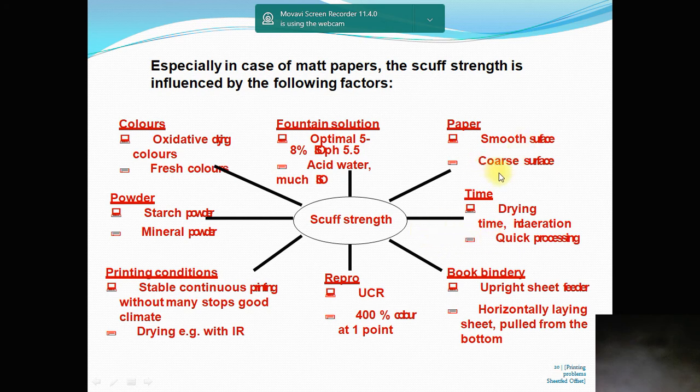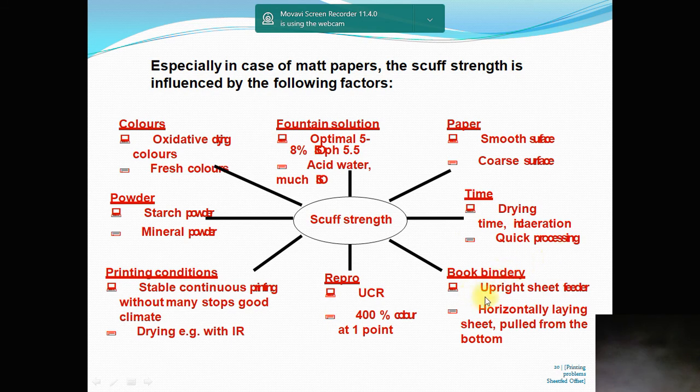That's the reason matte finished papers will have high scuffing problems. Time: drying time, irradiation, quick processing. In quick processing, we will have less scuff strength. If we give more time to dry, then we can reduce this scuffing problem. That means the scuff strength may be increased.